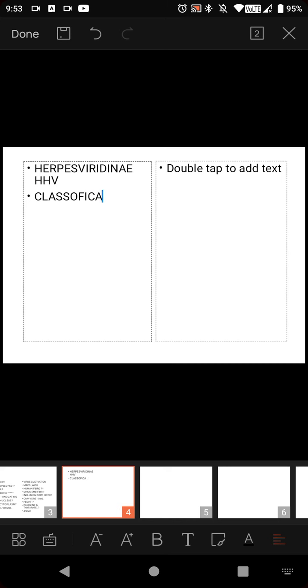So the classification is alpha, beta and gamma, and in alpha we have 3 groups: herpes simplex 1, herpes simplex 2 and herpes zoster virus. And the site of latency is the neurons. Replication is short, 12 hours, that is important.